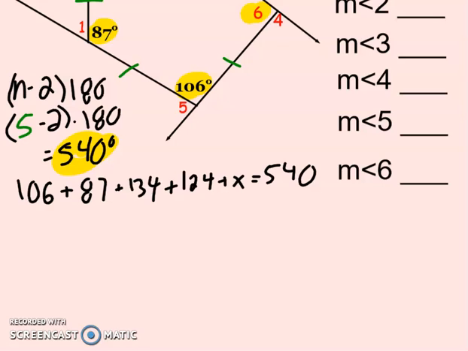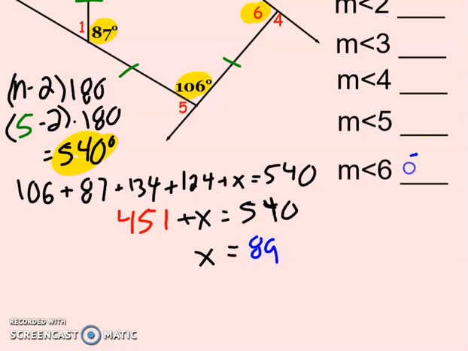We get 451 plus x, and that's equal to 540, right? And then to find x, we subtract by 451, and we get 89 degrees. So I'll put that in blue. We get 89. So angle 6 is going to be 89 degrees.